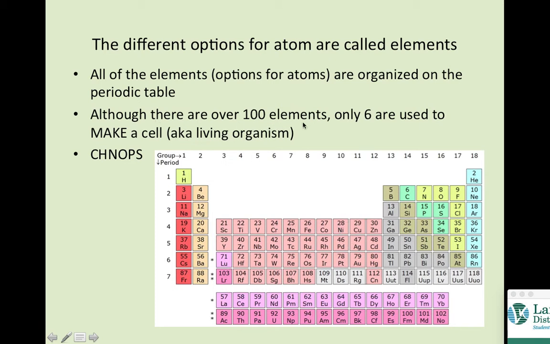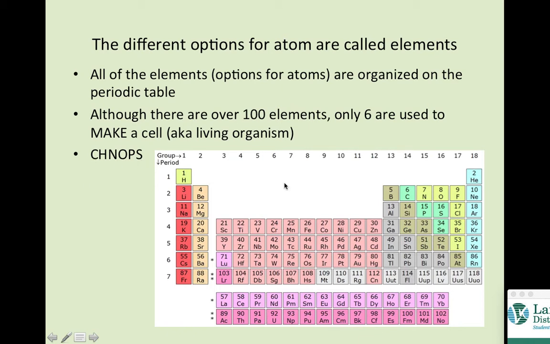Although there are over 100 elements, only 6 are used to make a cell or a living organism. Out of all of these elements, we only need 6 to build a bacteria, a frog, a lizard, a human. You only need 6 elements to build them. We've talked about that before in my newsfeed called CHNOPS. These are the 6 elements.